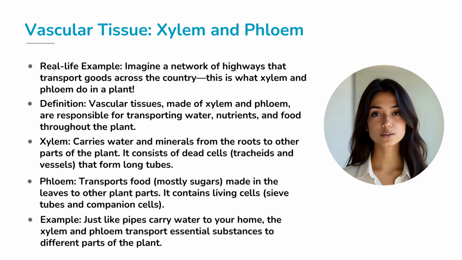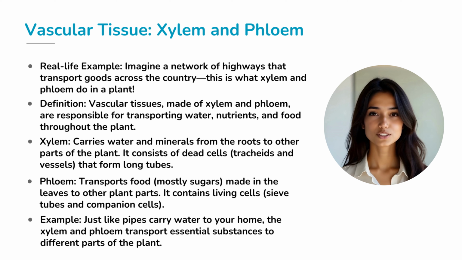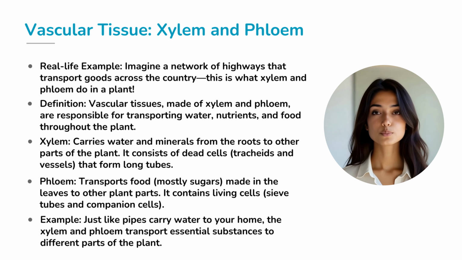On the other hand, phloem transports the sugars and food made in the leaves to other parts of the plant. It consists of living cells working together to distribute food throughout. Together, these tissues keep the plant nourished and hydrated, just like how your blood vessels carry oxygen and nutrients to every part of your body.